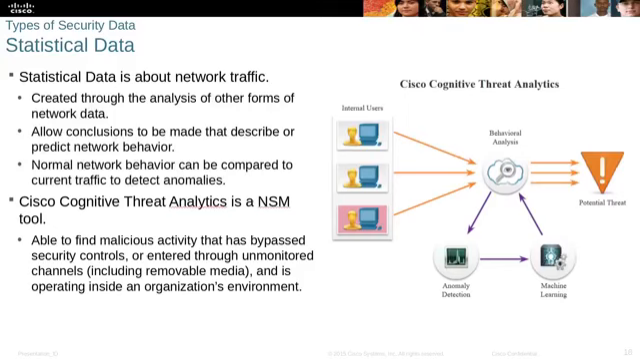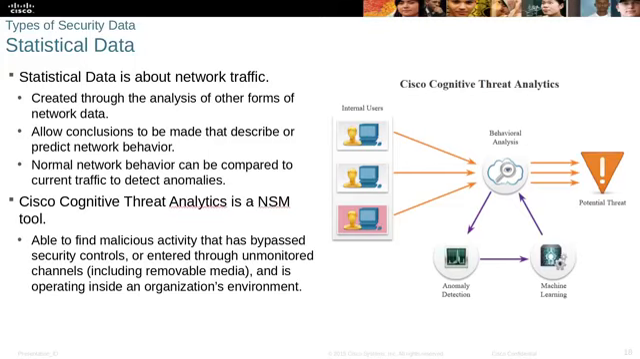Statistical data. So like session data, statistical data is about the network traffic. Statistical data is created through the analysis of other forms of network data. And from this analysis, conclusions can be made that describe or predict network behavior. Statistical characteristics of normal network behavior can be compared to the current network traffic in order to detect any anomalies. Statistics can be used to characterize normal amounts of variation in a network traffic pattern in order to identify network conditions that are significantly outside of these ranges. Statistically significant differences should then raise alarms and prompt investigation.